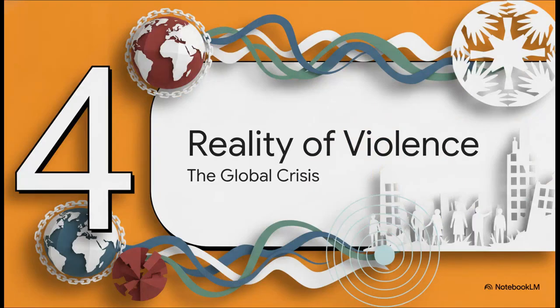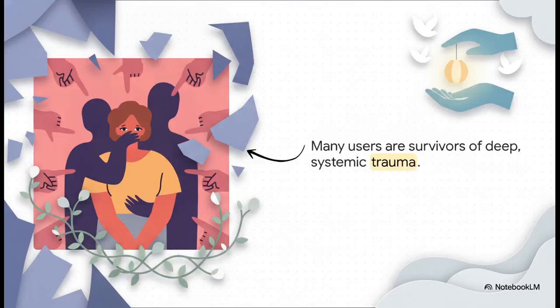Let's shift gears a bit and look at the reality of violence, because we really need to understand the global crisis we're operating within. We have to ground everything we're talking about in some pretty sobering realities. Many users, like the fictional Alexandra from our source case studies, are survivors of deep systemic trauma, like gender-based violence. This requires highly specialized, incredibly non-judgmental support. When someone has literally been silenced by violence, the way we speak to them has to be meticulously careful to help rebuild their shattered sense of safety.